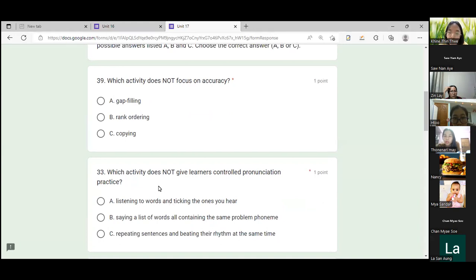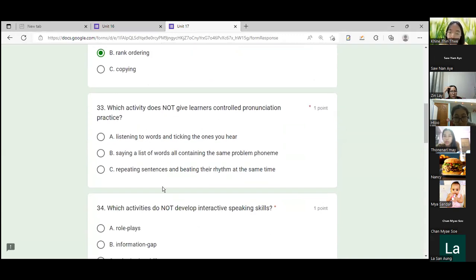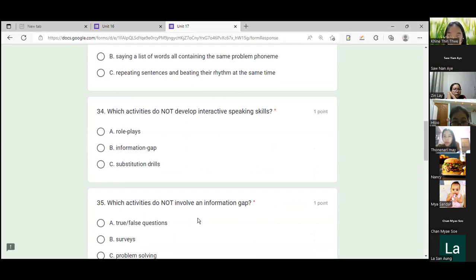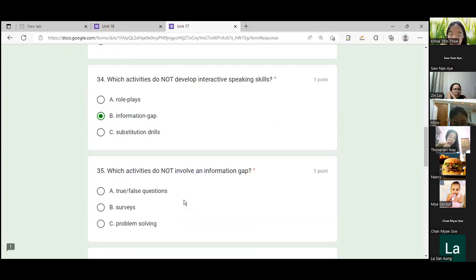Rank ordering. Which activity has control pronunciation practice? A. Control pronunciation practice. Which activity does not develop information? Information gap. Which activity does not involve information? True or false.